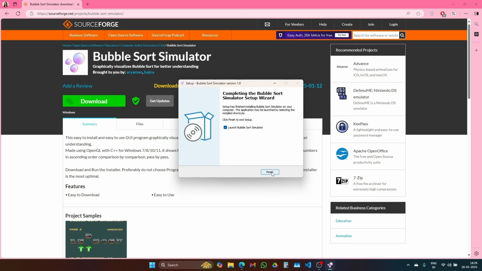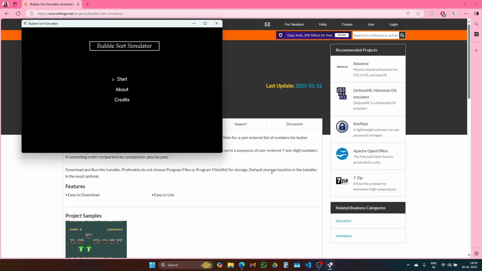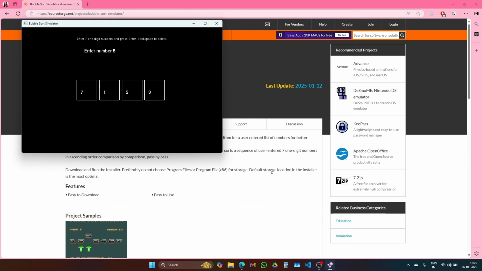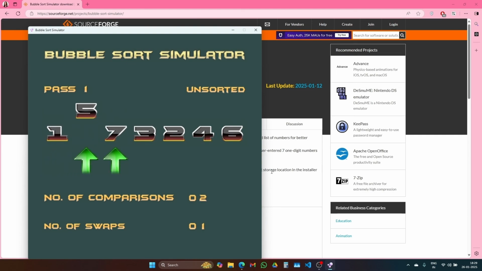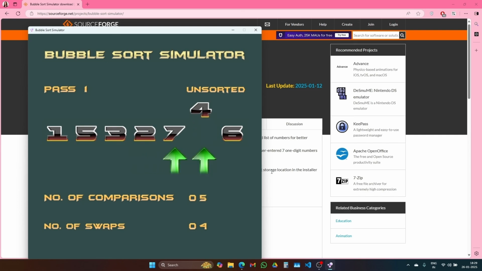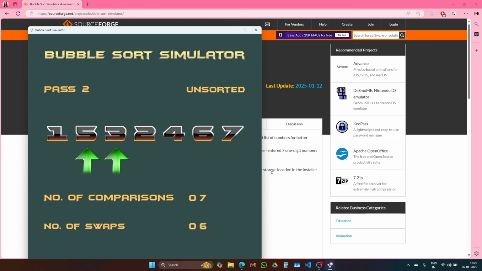It will automatically open the program when you finish, and press enter here and enter any bunch of 7 unsorted single digit numbers, and it will show you comparison by comparison, pass by pass, how bubble sort sorts a sequence of numbers. So with the number of comparisons, the number of swaps, and the number of passes, it can help you better understand how bubble sort works, and also make you realize why it's called bubble sort, since the largest elements bubble to the top.